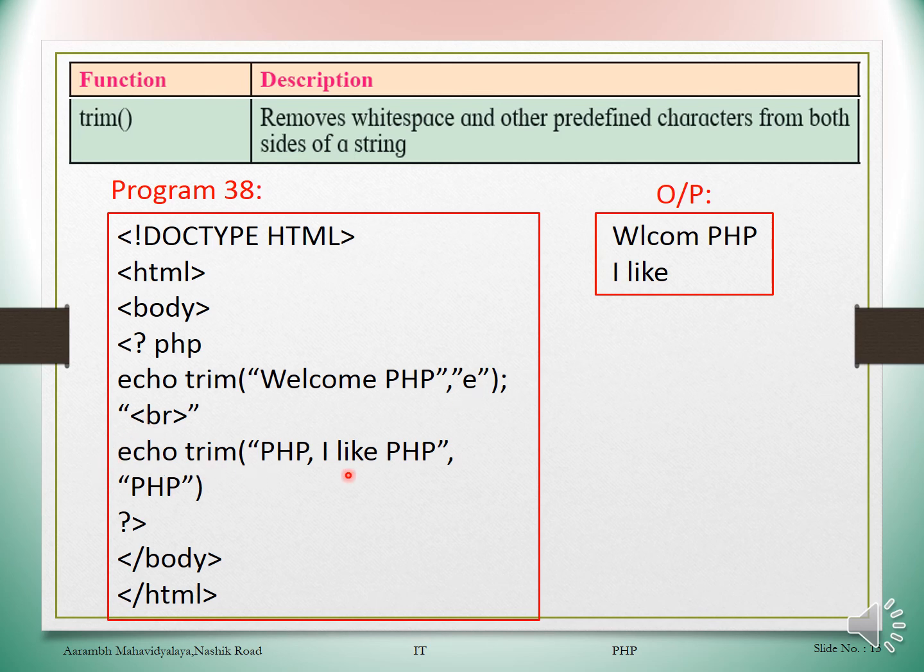Now in the next example, I like PHP, and I trim the word PHP. Naturally our output will be only I like. There will not be this comma or double quotes or this comma. Everything will be skipped and our output will be I like. This PHP will be trimmed out or removed from the provided string. Okay, this is the use of the trim function. These are some of the functions provided in your textbook.